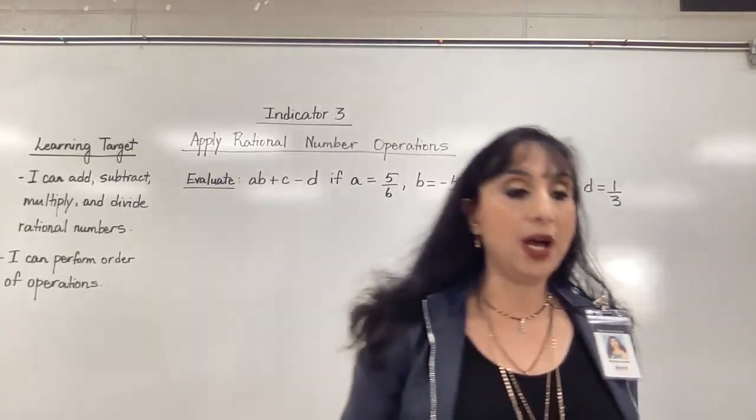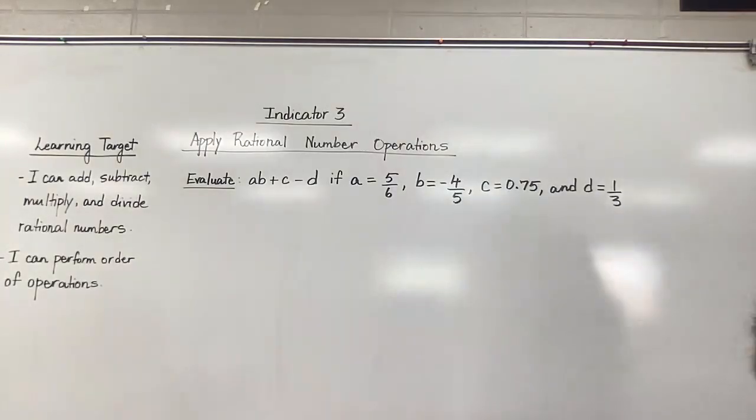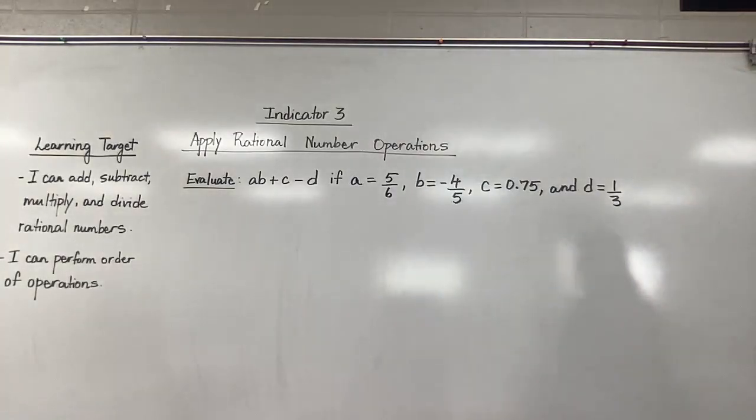Okay, so once again, we're going to do a problem like this, which is on the board, evaluating ab plus c minus d, and it is telling me what a is, what b is, c is, and d is. The order of operations will be used to simplify numerical expressions with whole numbers. It also applies to simplifying numerical expressions with rational numbers. So that's what I had just mentioned.